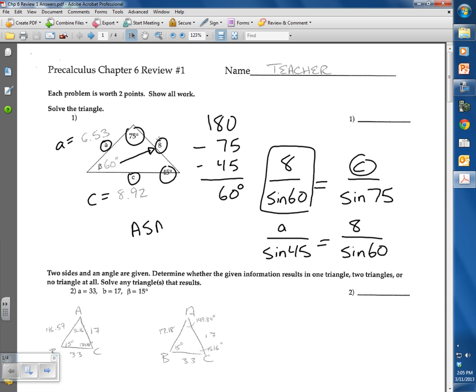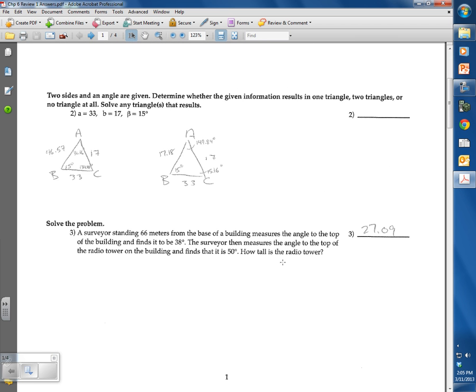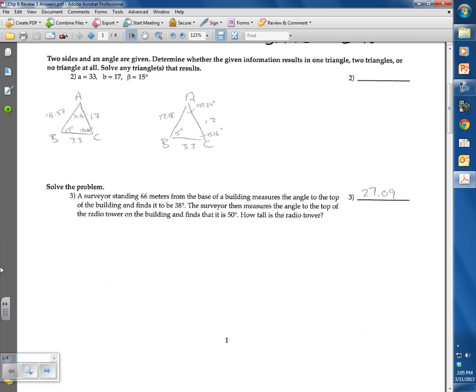And again, we didn't have to check for two triangles, because this was angle, side, angle. One side in between two angles. The only type of triangle we search for two triangles is the next one, where we have side, side, angle.